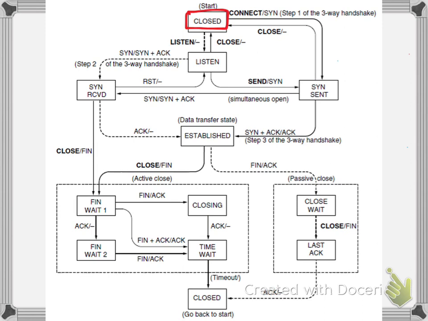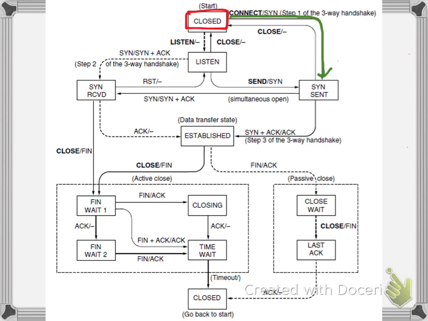Okay, so let us go from the client side. In this diagram, the dashed line is for the server and the solid line is for the client. So the client, you can see here, performs a connect.